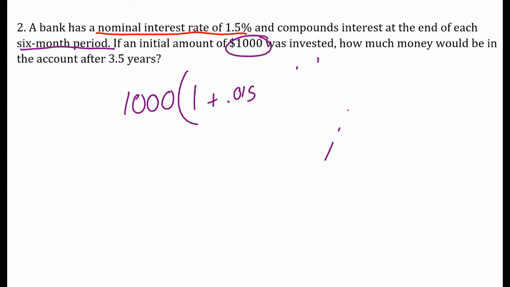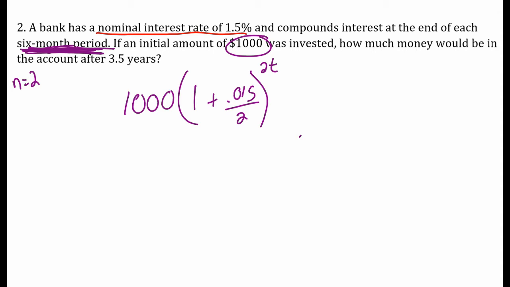But it's compounding every 6 months. So how many times does that happen a year? Every 6 months happens twice, so n equals 2. 6 months, that happens twice. 12 months, monthly, happens 12 times a year. 6 months happens 2 times a year. So I'm going to divide that by 2 and raise it to the 2t. Because that 1.5% is an annual interest rate, but I'm compounding every 6 months.